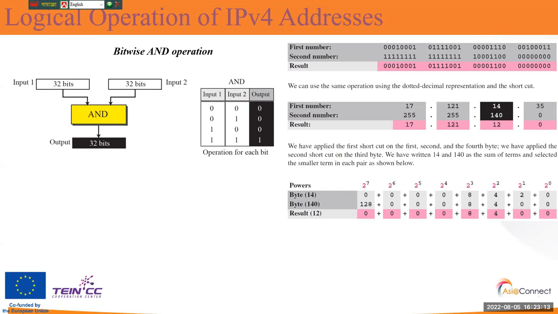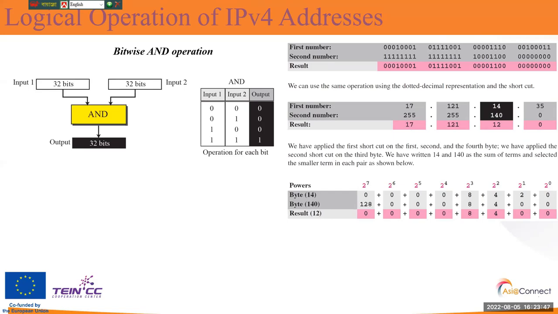In that case, the router uses the algorithm to find the network address. The router needs to perform the AND operation. So if the host IP address is 17.121.14.35, then the second number is the subnet mask, which we will learn about: 255.255.140.0. There are rules we need to maintain.